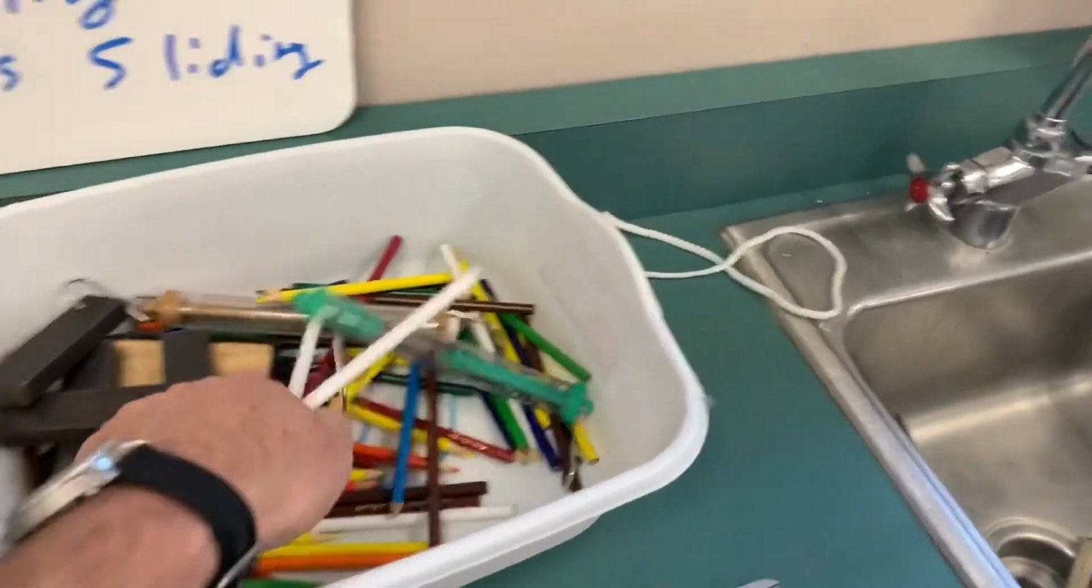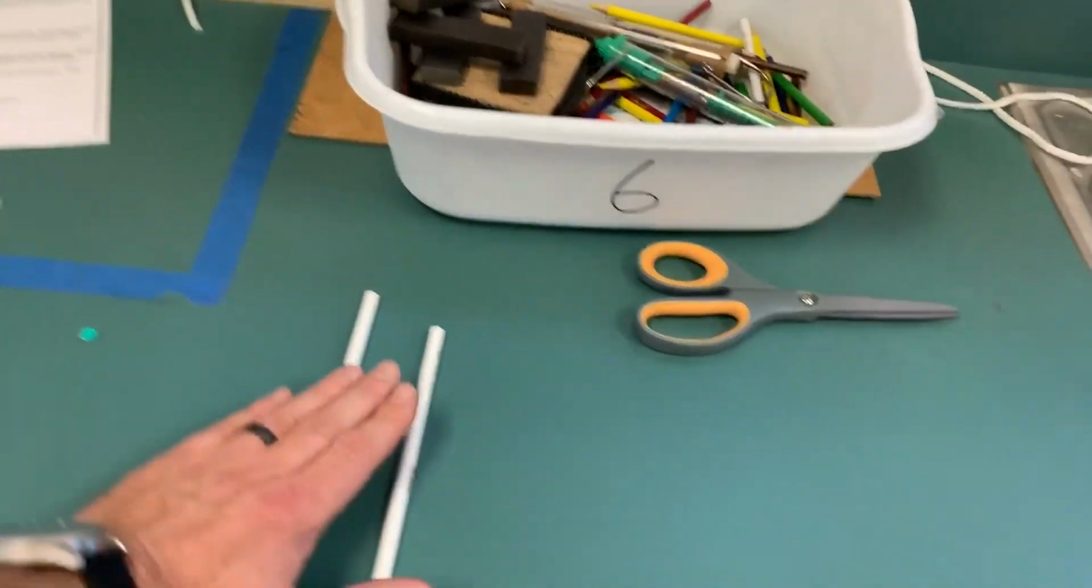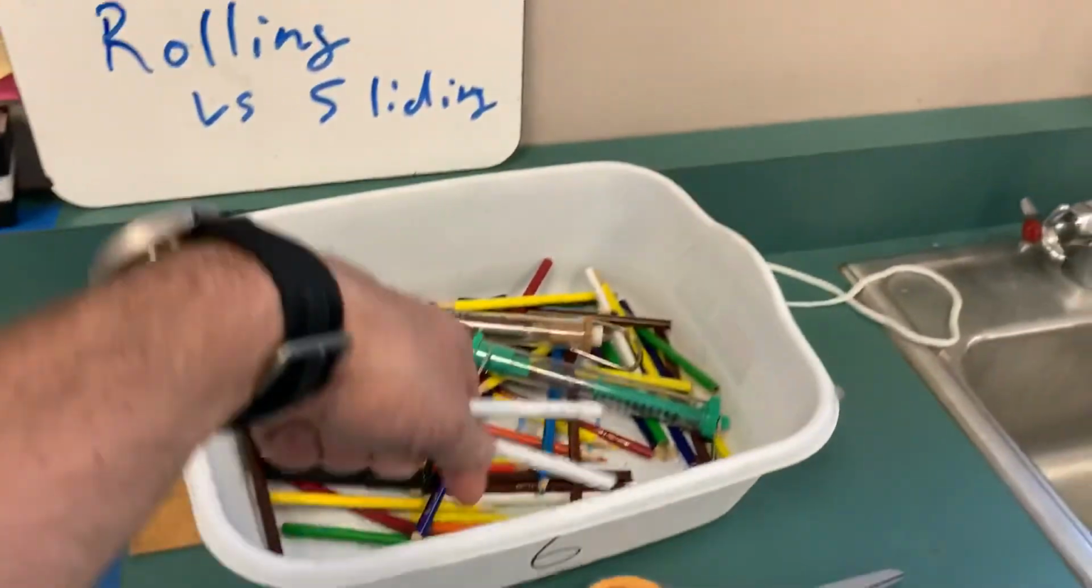Colored pencils are in here. If you find them useful, you can turn them into wheels if you space them out, okay? And things could go across there as needed.